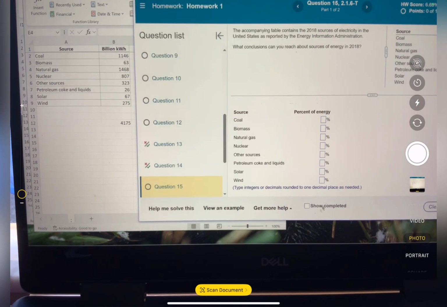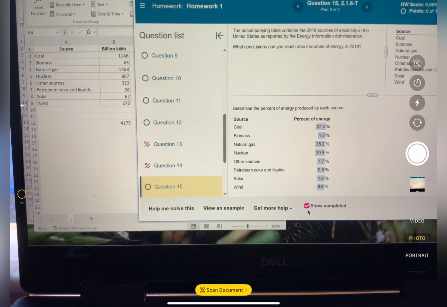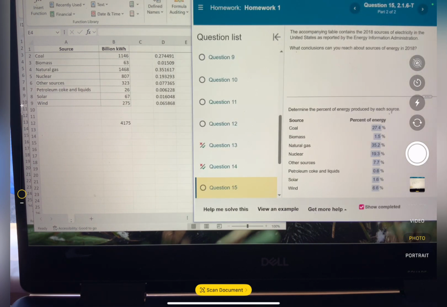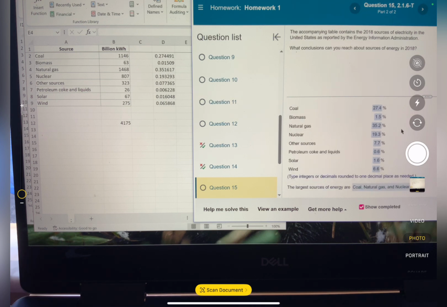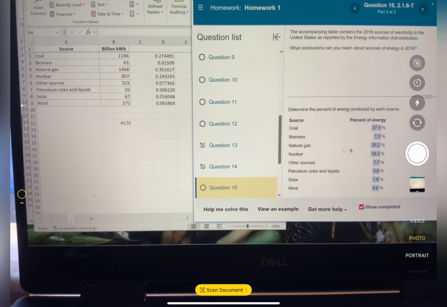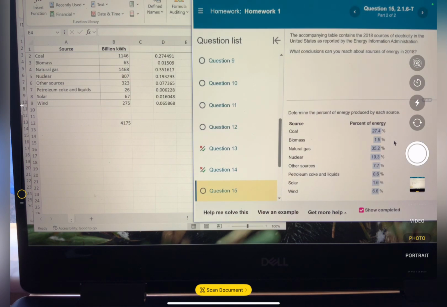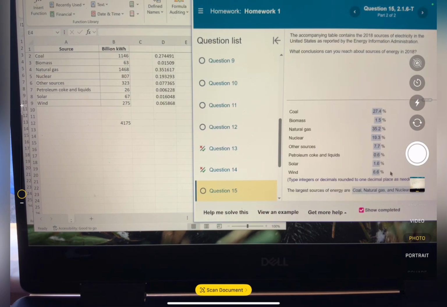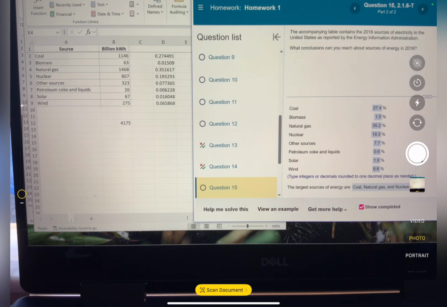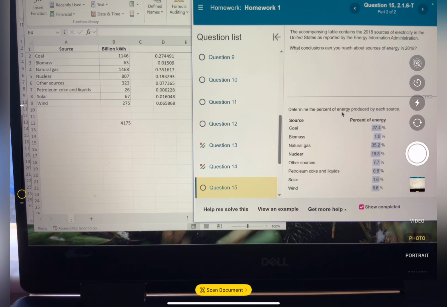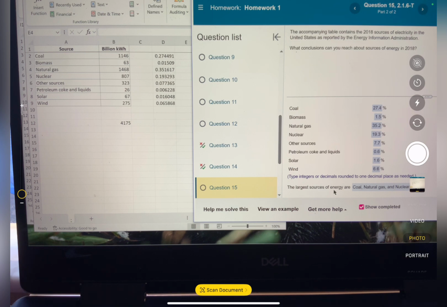All right, let me open the rest. Actually, I can open the answer. So 27.4, 1.5, 35.2, and so on. So it's correct. And the largest source of energy is which one? Natural gas. And then in the following question, determine the percent of energy. Okay, we did. Coal, natural gas, and nuclear, 3 of them. So I guess it will ask first one, second one is coal, and third one is nuclear.